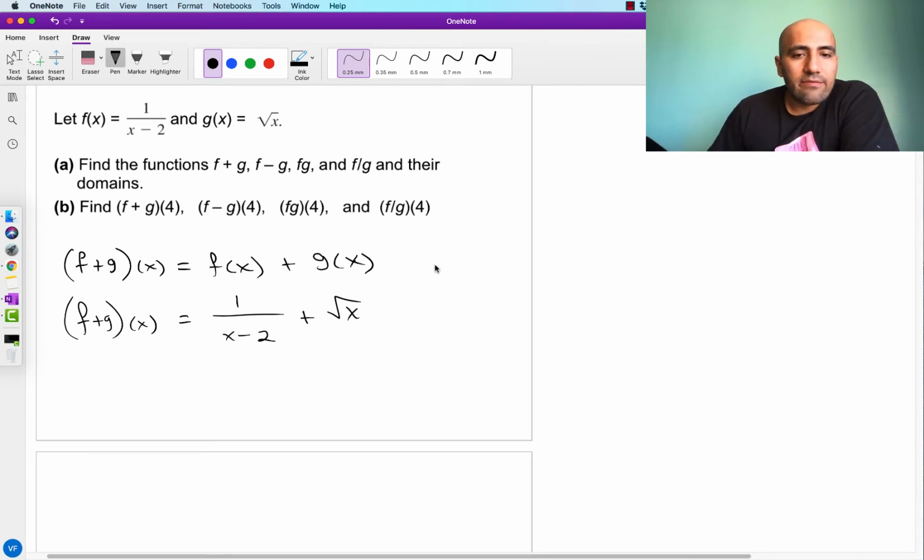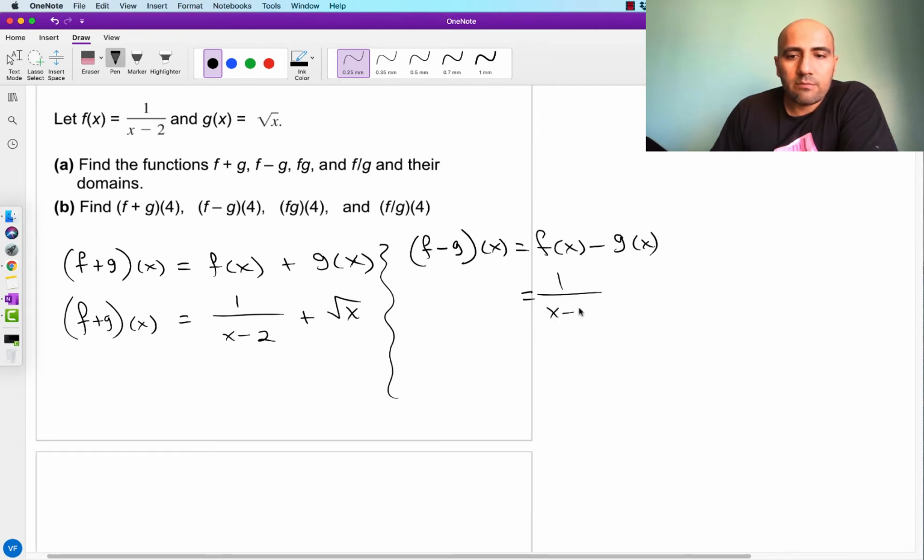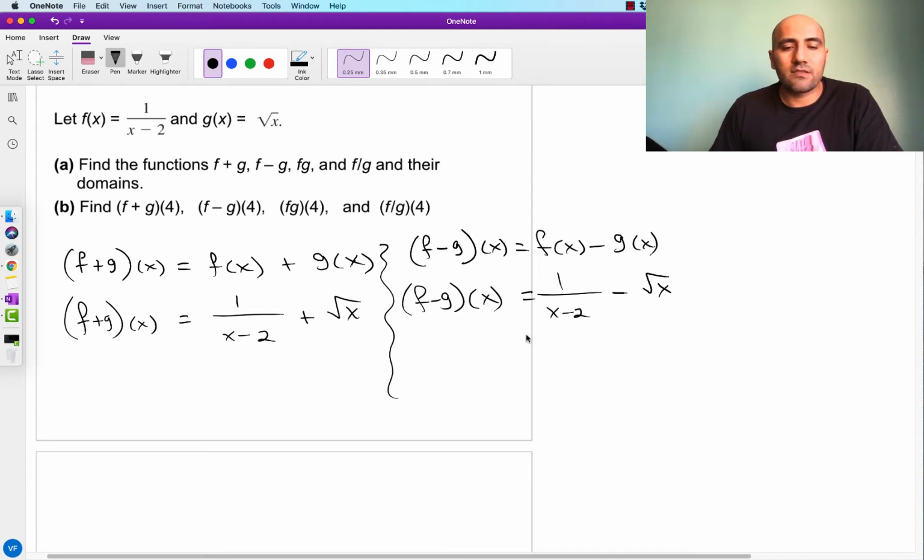We also have the difference. So now we have this new function, which is going to be f minus g evaluated at x. By definition, that's going to be f of x minus g of x, which then is equal to 1 over x minus 2 minus root x, right? And so this is a new function, f minus g evaluated at x.